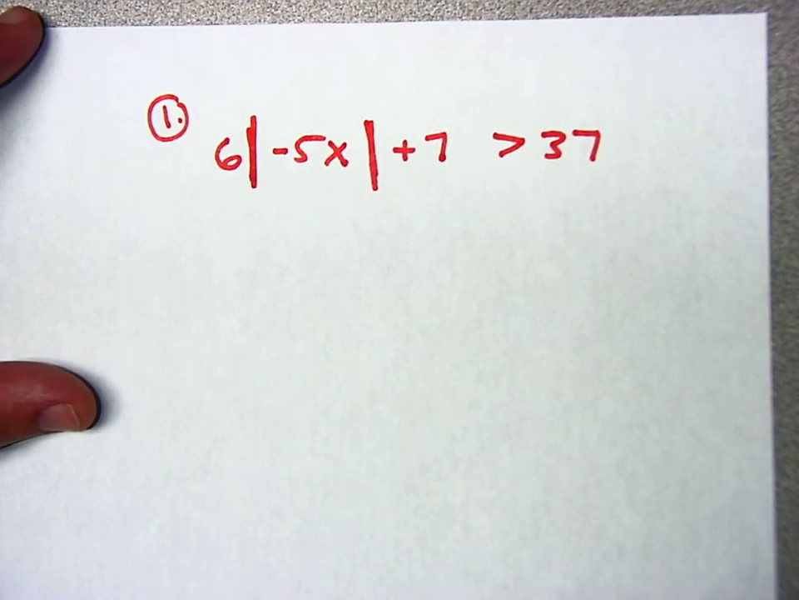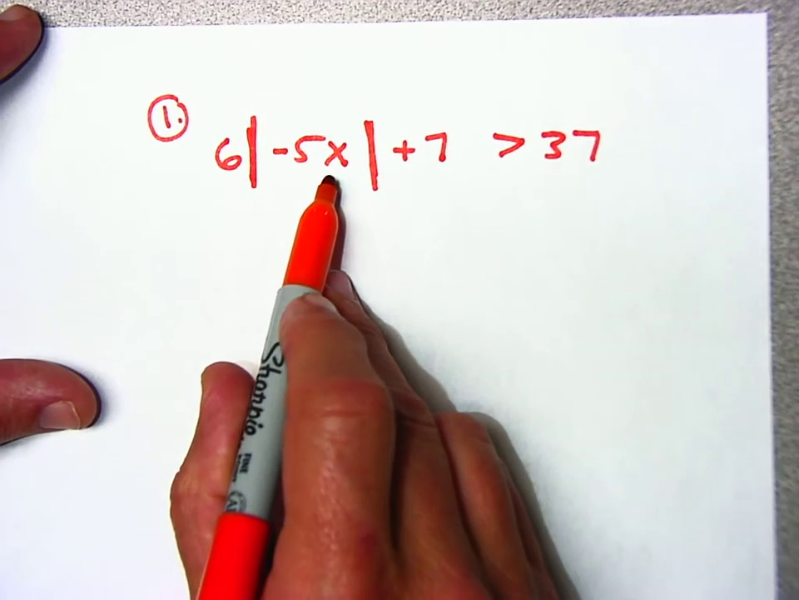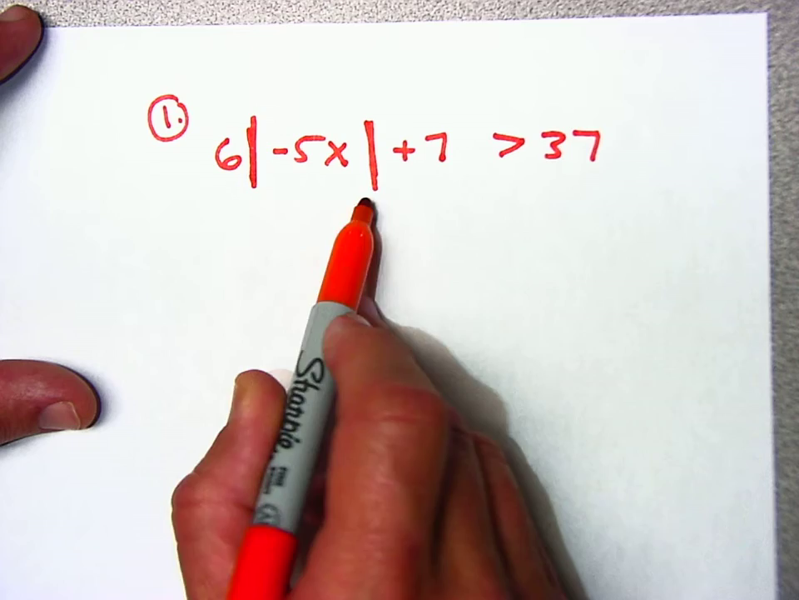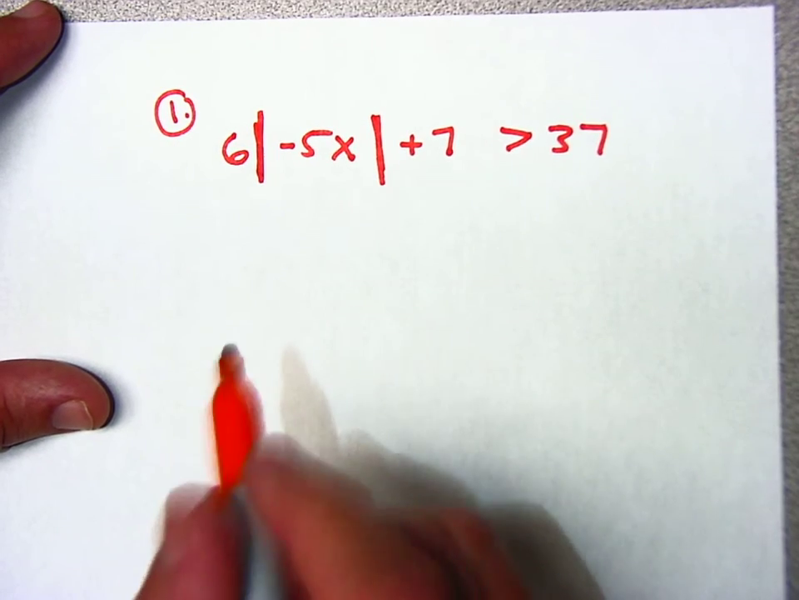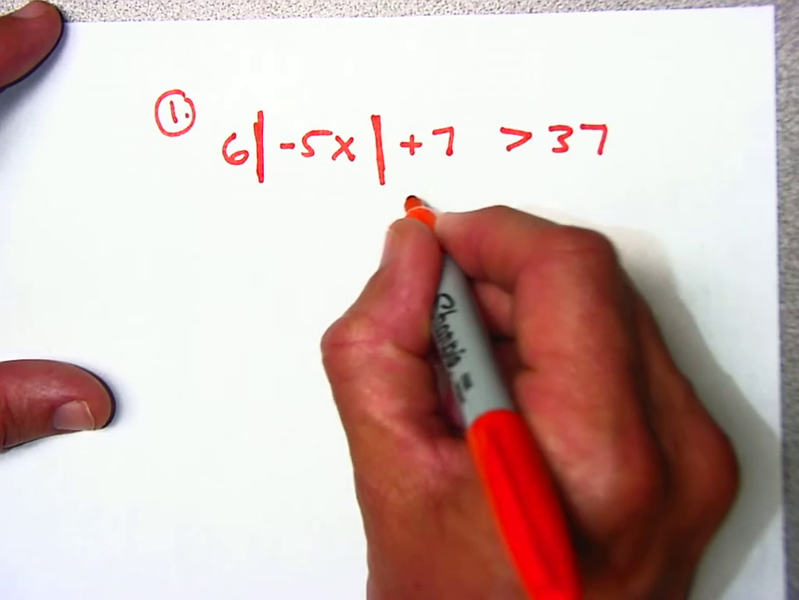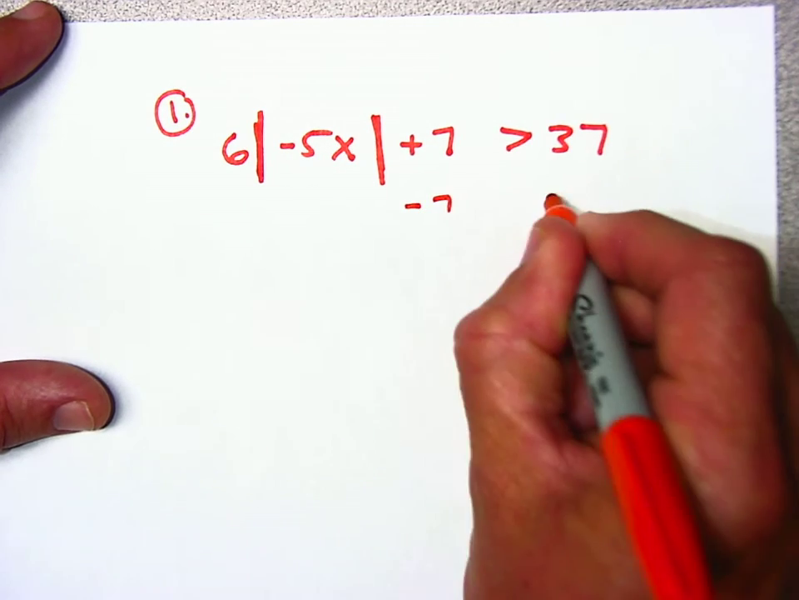Alright, so you're looking for the letter x, which is here inside the absolute value bars. I cannot stress it enough: you must get the absolute value bars all by itself. So what am I trying to say? You're going to subtract 7 from both sides.